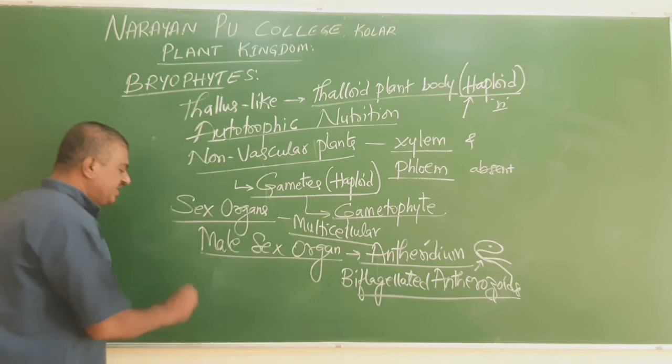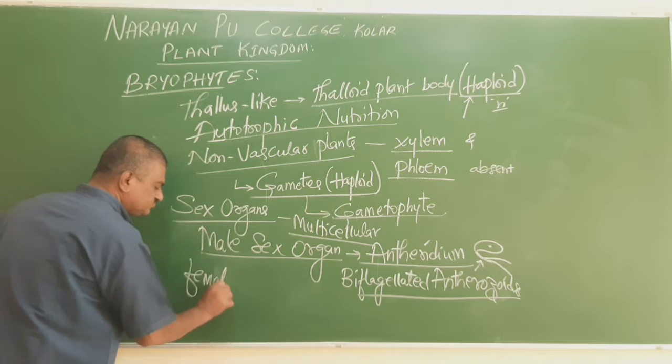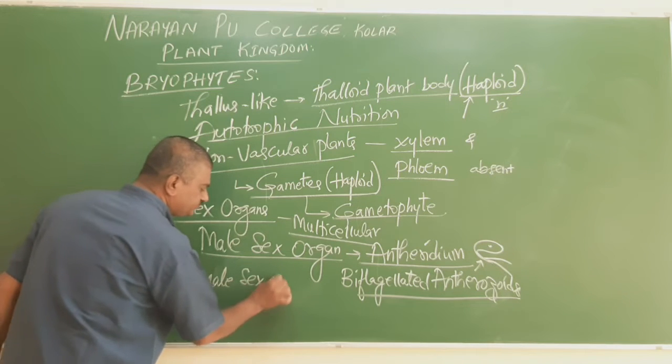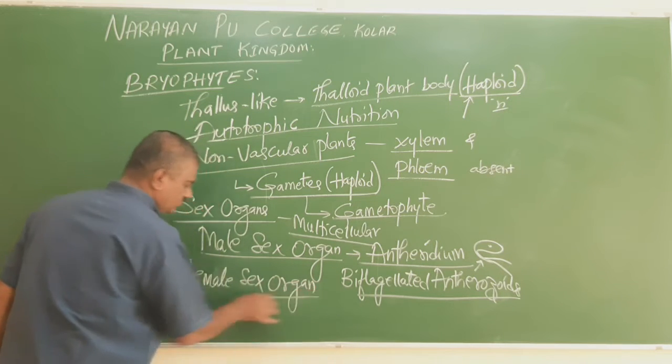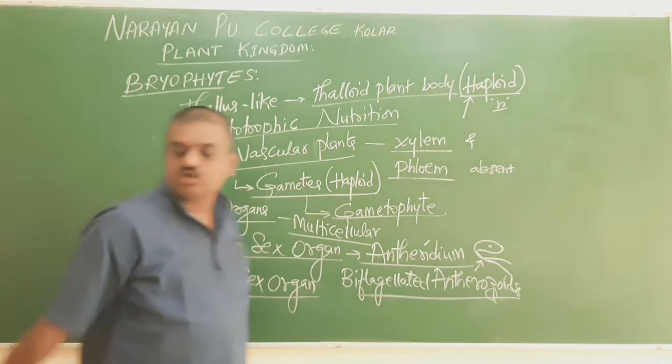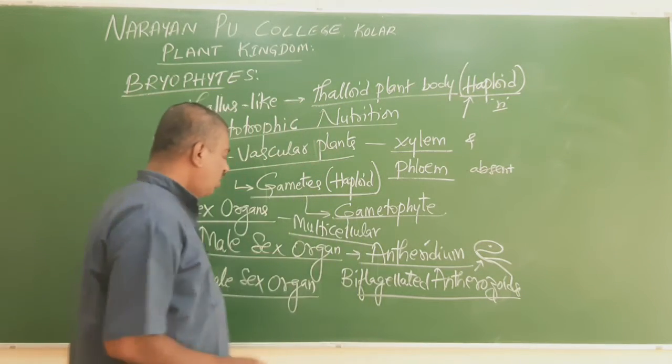Now we go to the next one, the female sex organ. The female sex organs are always called archegonium.